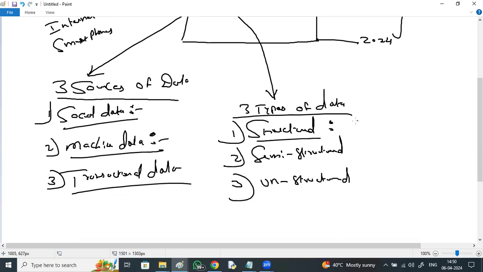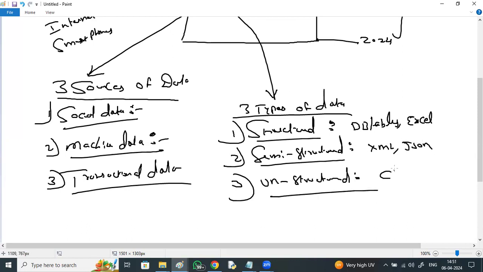Structured data is generated from DB tables, data in the form of rows and columns from database tables and Excel files. Semi-structured data, which is not fully structured and not fully unstructured, is like XML files and JSON files. Unstructured data is like short messages, articles, images, videos.